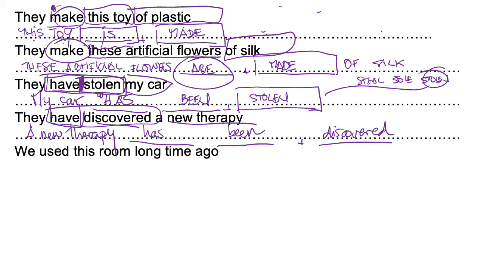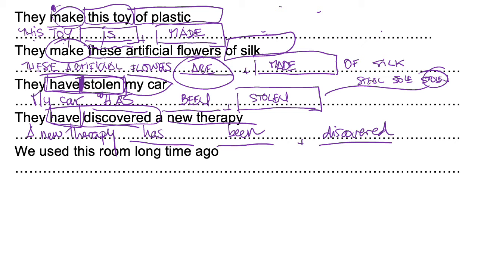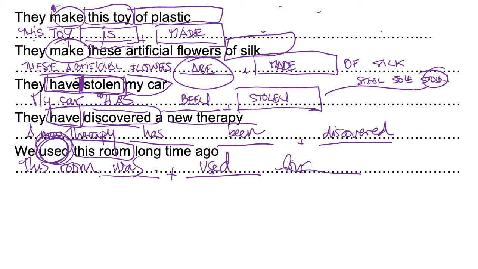Next one. We used this room long time ago. This room. This is the verb. 1 plus another 1. I have to write here the past participle, used. And I have to write here the verb to be exactly the same tense that we're using here. So it is the past. This room was used, and then the rest of the sentence. Long time ago.